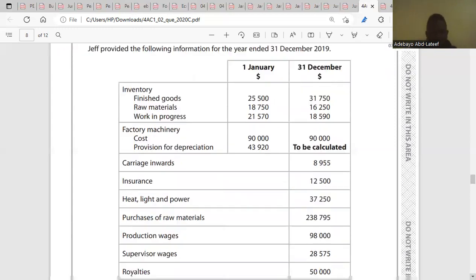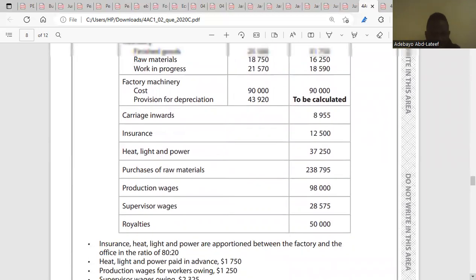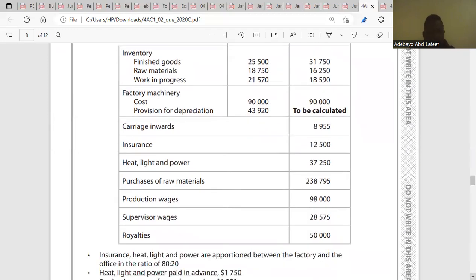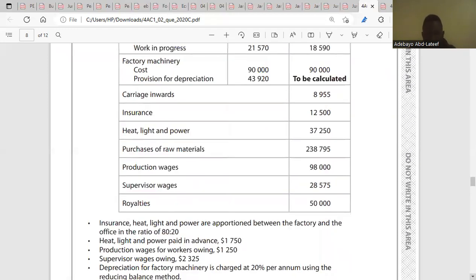So with this information we have additional information. We have inventory for January, which is the opening inventory for finished goods, opening inventory for raw materials, and opening inventory for work in progress. December 31 are the closing ones. Then we have other items: factory machinery, its cost, the provision for depreciation, carriage inwards, and insurance. These are all expenses of the business.